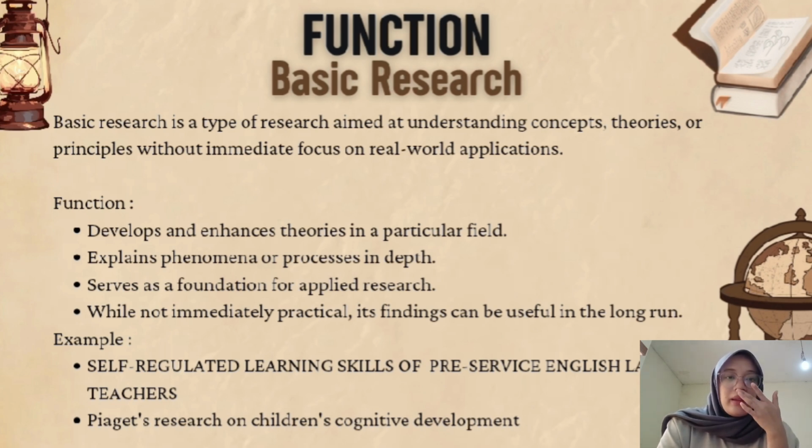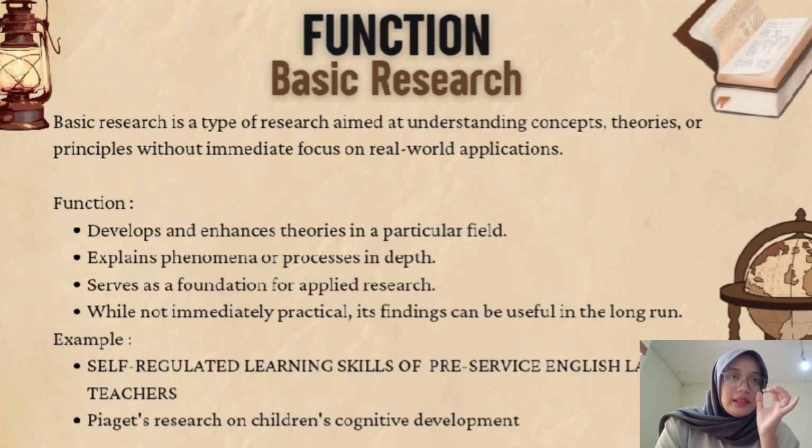And then the second example is Piaget's research on children's cognitive development. So this research aims at understanding how children think and learn as they grow older. So he observed how children learn, solve problems, and understand concepts. As a result, he found that cognitive development occurs in certain stages. So his theory was later used in education, for example, to adjust teaching methods according to the child's age.